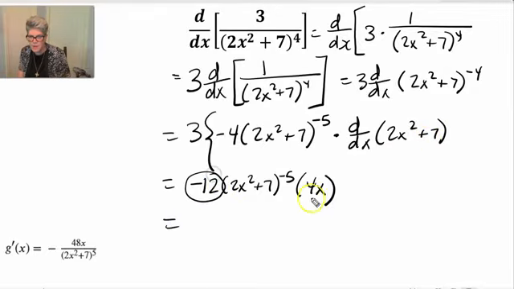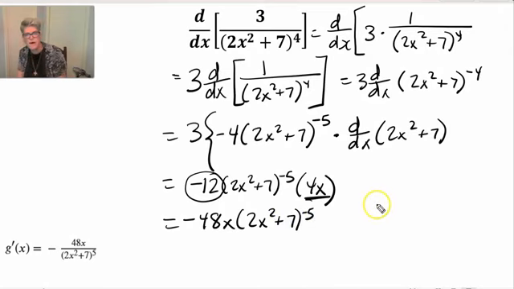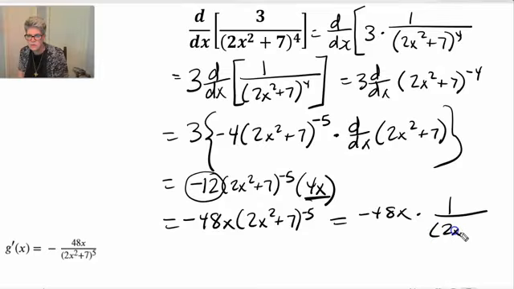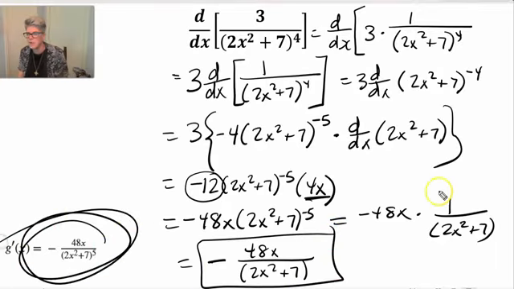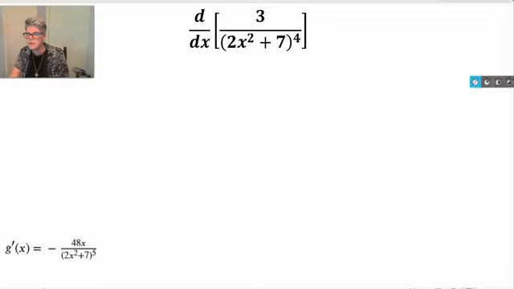Now, this is a product. Negative 12 times 4x is minus 48x. And then the last thing I'm going to do is, I don't want any negative exponents in my final answer. So I'm going to have minus 48x times 1 over 2x squared plus 7. And then I'll multiply this by the fraction, so it just gets multiplied in the numerator. Okay, and then that's matching up. Okay. All right, onward to the next one.